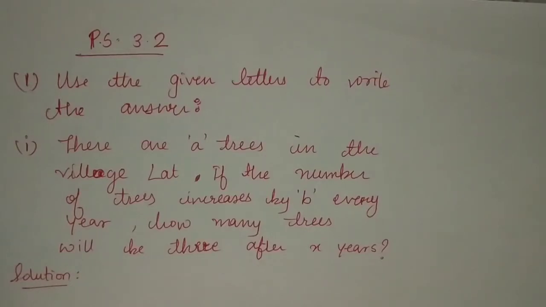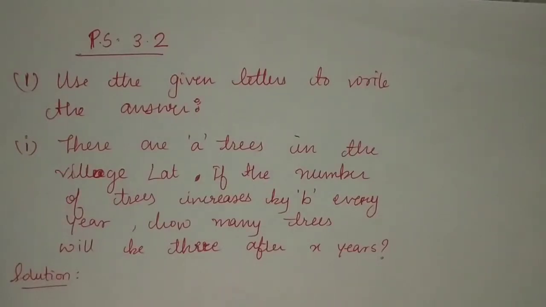There are a trees in the village lot. If the number of trees increases by b every year, how many trees will be there after x years? So there are 3 variables here. You can see a, b and x. What are these variables? Let us try to understand.